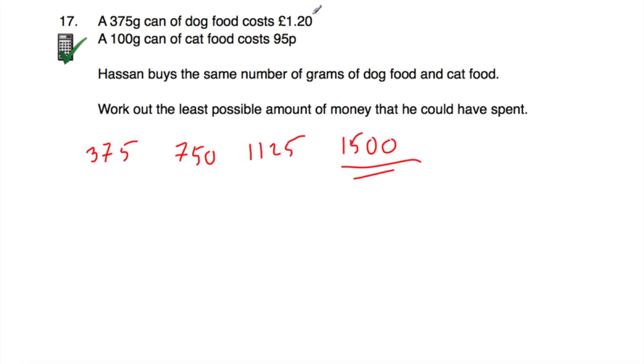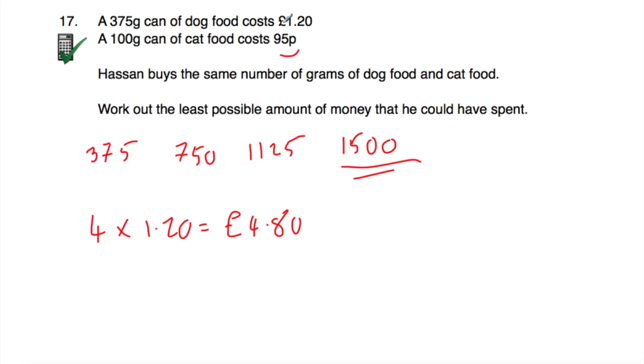Each tin costs £1.20, and he buys 4 tins. So 4 multiplied by £1.20 is equal to £4.80. So he spent £4.80 on the dog food. In terms of the cat food, he buys 15 cans of cat food, because each can is 100 grams, and he buys 15 cans of them to get 1,500 grams.